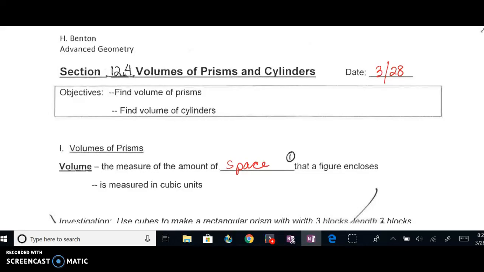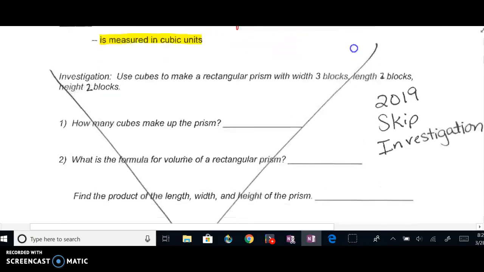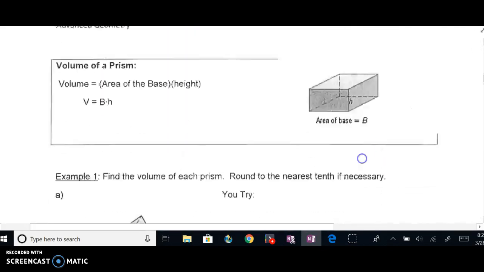So we're now transitioning to volume of prisms and cylinders. And as you probably know from a previous class, volume is just the amount of space that a figure encloses. And just keep in mind we're stepping it up. Instead of square units, now we're in cubic units. So we're going to skip over this investigation here.